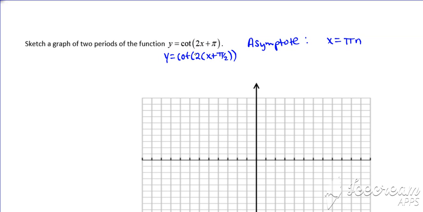I'm going to apply my shrink, so I'm going to multiply by 1/2. And then I'm going to apply my shift, so I'm going to go left pi over 2. So my new asymptote equation is going to be pi over 2 times n minus pi over 2. So now I have an asymptote located at negative pi over 2, and then every pi over 2 radians is a new asymptote. And that makes a lot of sense because your period is pi divided by 2 because of that shrink.